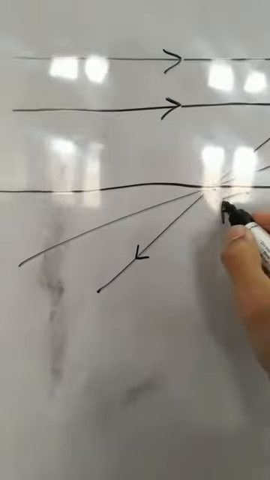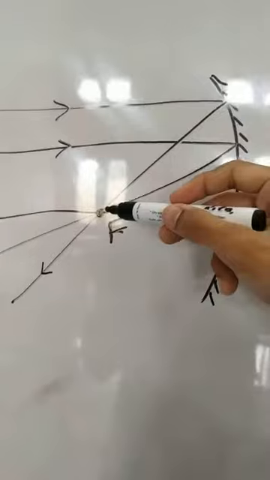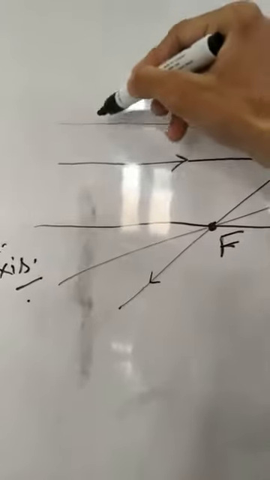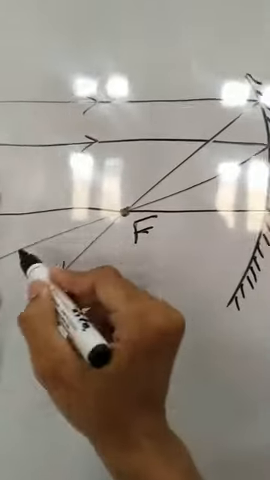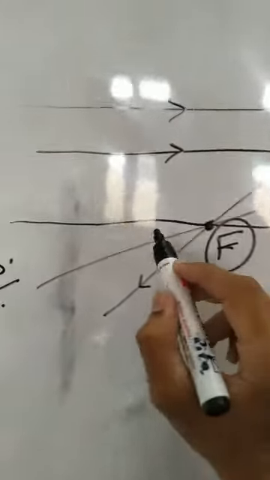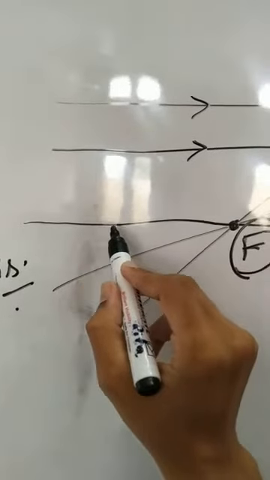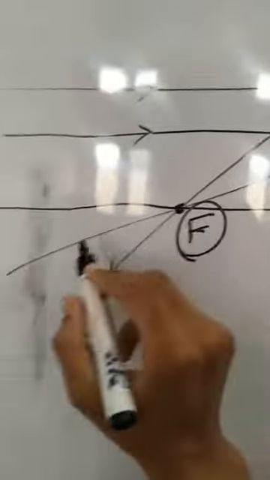I am repeating, the point at which the rays after reflection meet at a single point is known as the principal focus, and the line which passes through the principal focus is known as the principal axis.